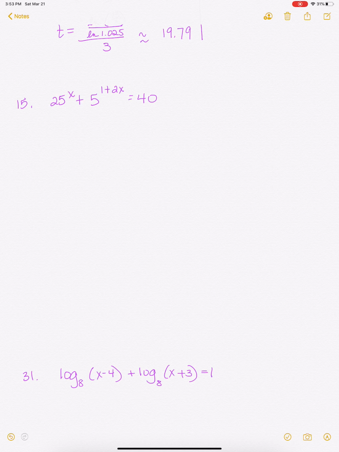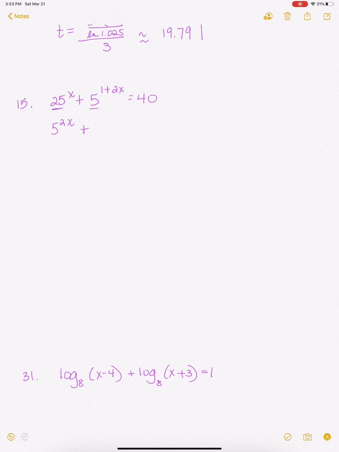Plus 5 raised to the 1 plus 2x equals 40. All right, so the first thing I want to do is make sure my bases are the same. And I know how to write 25 with base 5. That would be 5 squared because 5 squared is 25. So I'm just going to rewrite it like that.